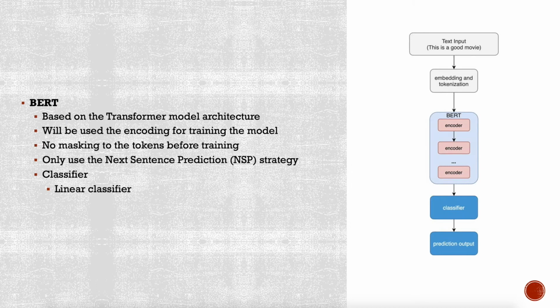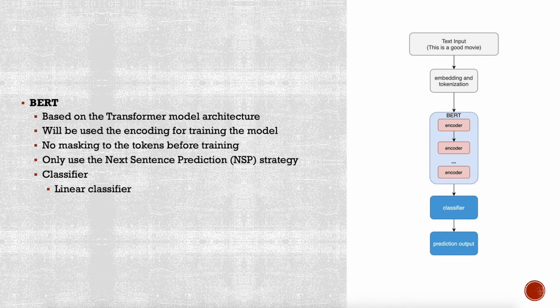BERT, also known as Bidirectional Encoder Representations from Transformers, is based on the transformer model architecture. BERT uses the encoding layer only for training the model, and there is no masking of the tokens before the training. In our model, we will be using one of the two strategies in BERT, called the next sentence prediction strategy. On the left side, it shows the overview flow of our model.